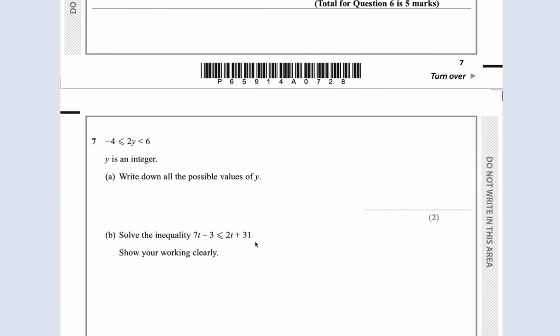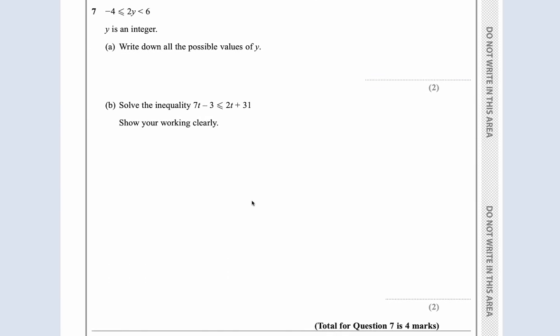Okay. Question 7. y is an integer. Write down the possible values of y, right? So firstly, let's just divide by 2. So if 2y is greater than minus 4, then y is greater than or equal to minus 2. Because I divide this by 2, I divide this by 2. And similarly, I divide this by 2, which is 3.